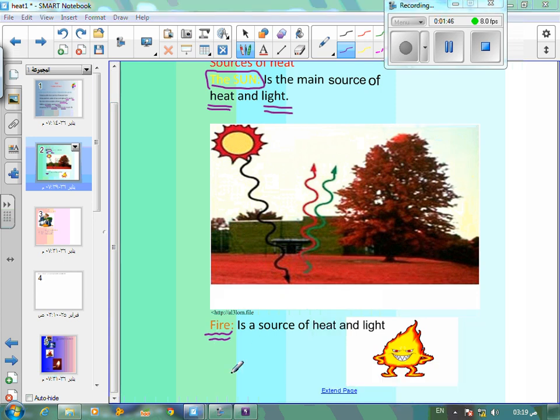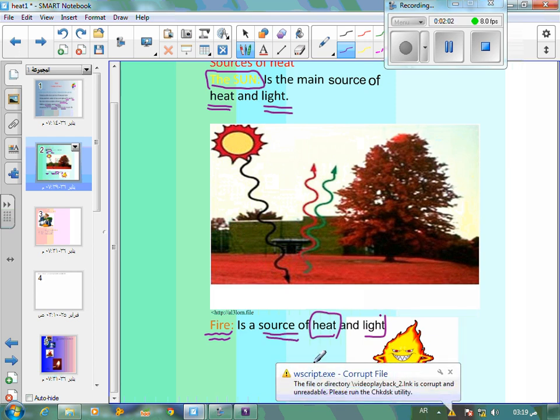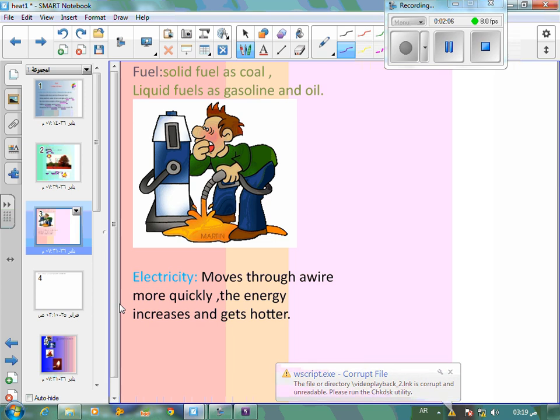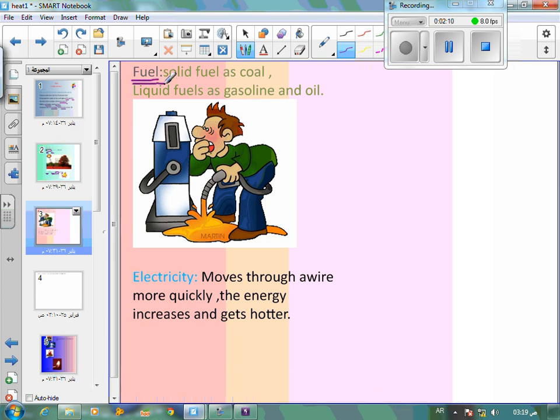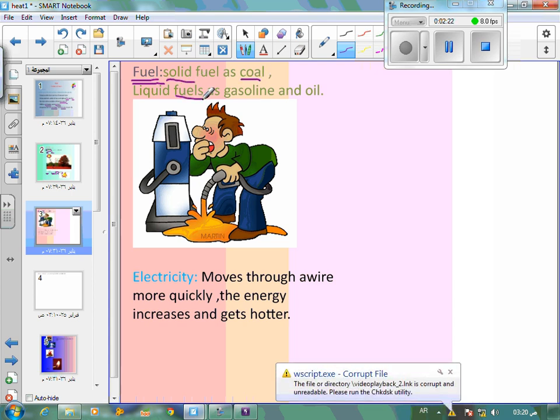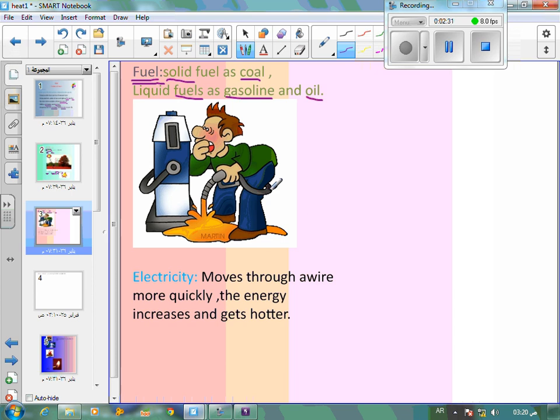Fire is a source of heat and light. So the sun is the main source of heat and light, and another source of heat and light is fire. Fire is the second source of heat and light. How? Solid fuel such as coal, liquid fuel such as gasoline and oil. We use it to move the car and use it for the lamp. So the sources of heat and light are the sun and fire.